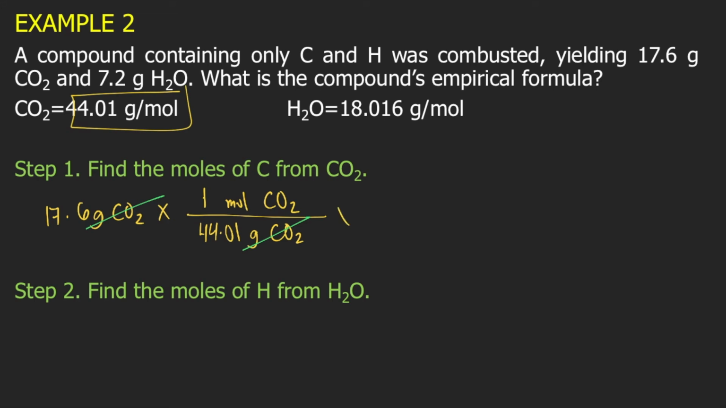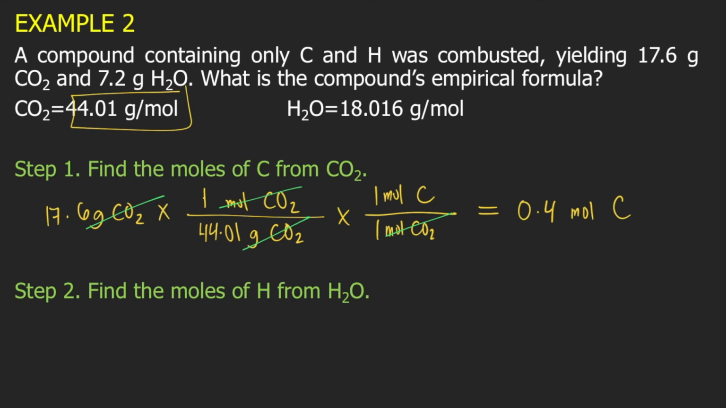And then the next step is to convert moles of carbon dioxide into moles of carbon. So 1 mole of carbon dioxide contains 1 mole of carbon. So the moles of carbon dioxide will cancel out. And if you solve this in your calculator, you will get approximately 0.4 moles of carbon.